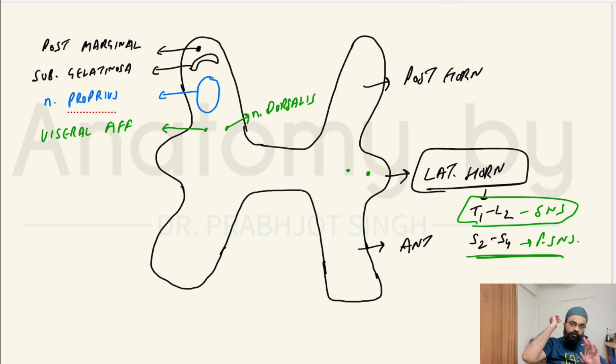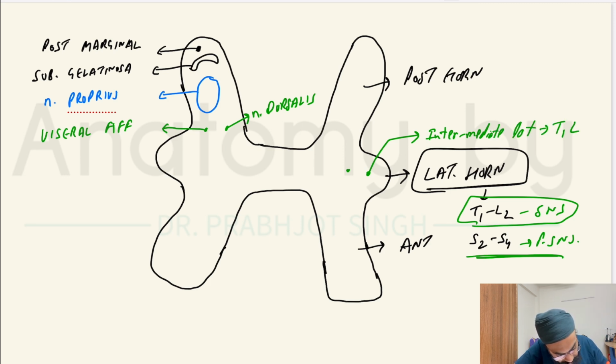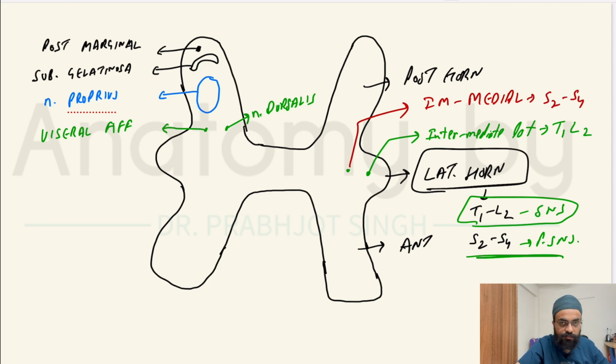So the important point to note over here is this one is your intermediate lateral from T1 to L2 and this one is your intermediate medial, that is from S2 to S4. I hope it's clear. Now let us move on to the anterior horn. The anterior horn has three columns: intermediate, medial and lateral. So this is your medial, this is your lateral and this is your intermediate.